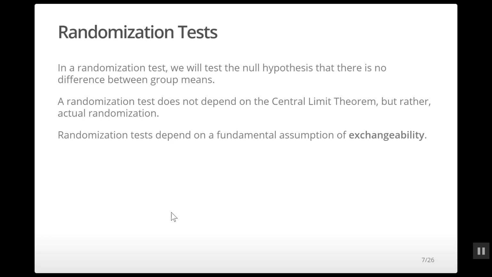All right, and we'll talk about that in a moment here. So we no longer have to have the conditions for using the central limit theorem. Those no longer apply. We have this assumption of exchangeability. And if we've got the assumption of exchangeability, we can do a randomization test.